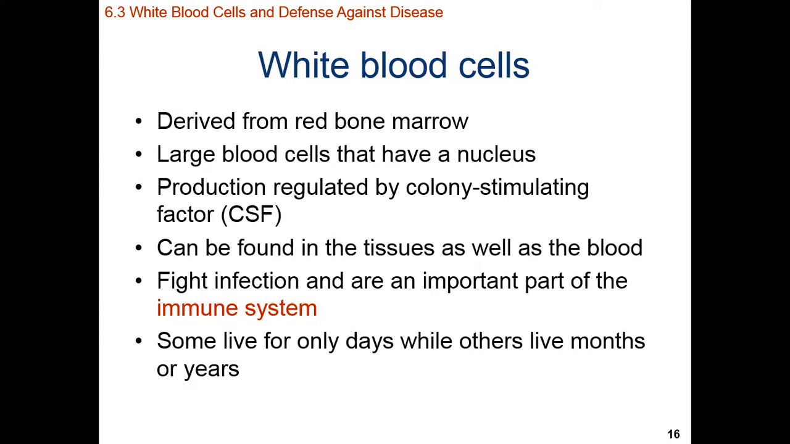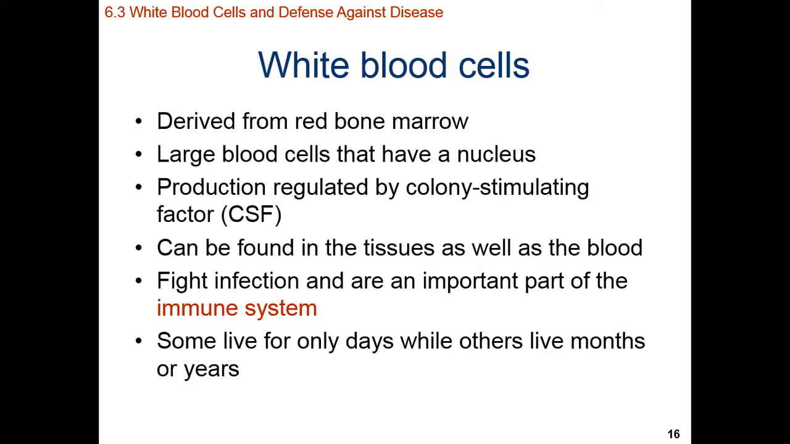The production of white blood cells is going to be regulated by a hormone known as colony stimulating factor. White blood cells can be found in the tissues of the body, actively patrolling and screening and fighting infections, and they can also be found in our bloodstream. White blood cells make up the immune system. They are the primary component of our second line of defense and our third line of defense, particularly our adaptive immune system.